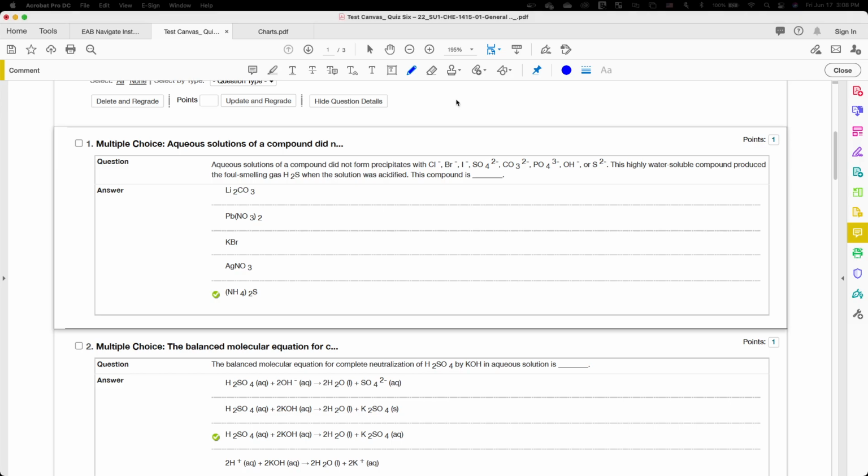Let me make sure my pen works. Yep, okay. So the first question asks, and remember these questions are not in the same order as they are in your quiz because Blackboard automatically randomizes it.